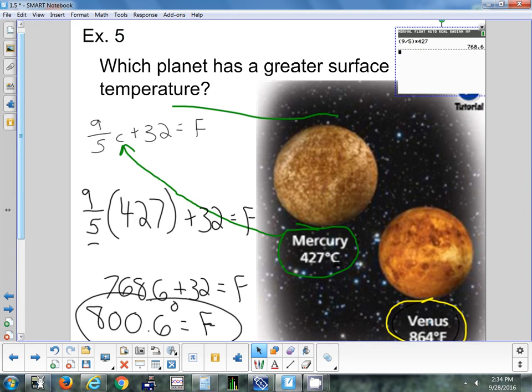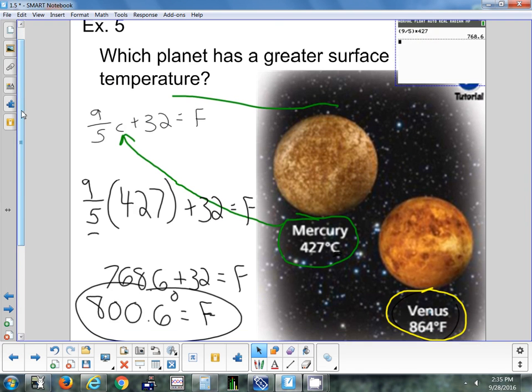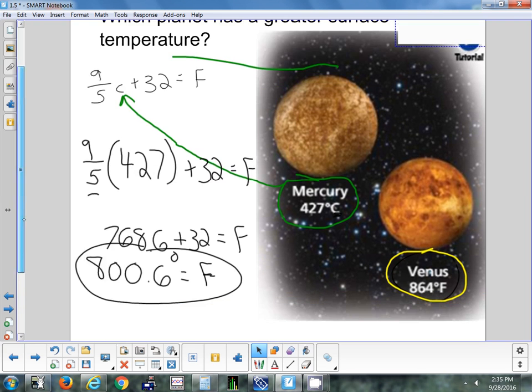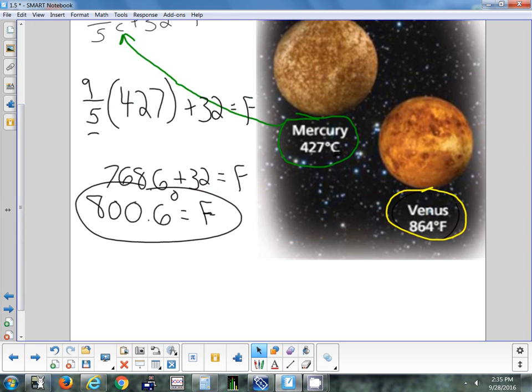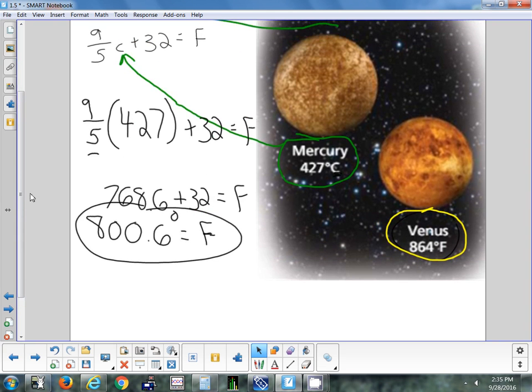So what's the answer? We haven't answered the question yet. So which planet? We got Mercury with 800.6 degrees Fahrenheit. We got Venus with 864 degrees Fahrenheit. Which one has the greatest surface temperature? Venus. Venus does. So I'm going to write up here.